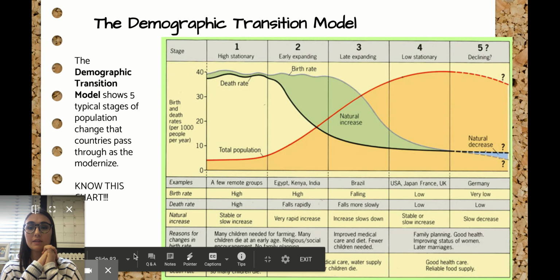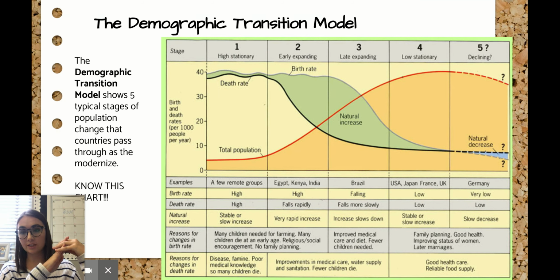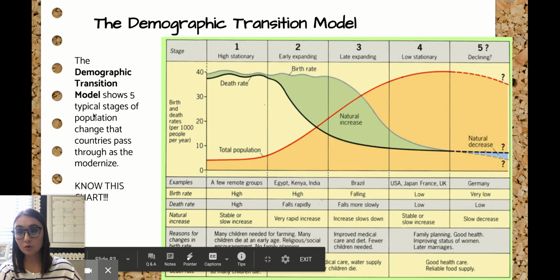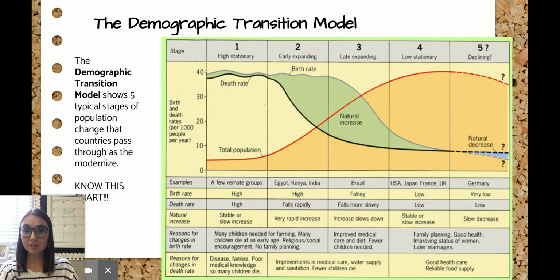Okay. The demographic transition model shows 5 typical stages of population change that countries pass through as they modernize. What I want you to notice is this word typical. This isn't an exact science. Some countries you may toss up in the air and wonder whether they're in this stage or this stage, because maybe they're transitioning from one stage to another, and that is okay. But these are just typical stages of population change as countries modernize and industrialize.